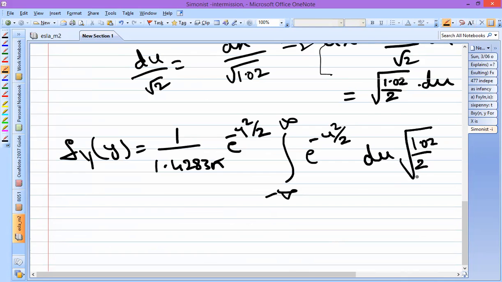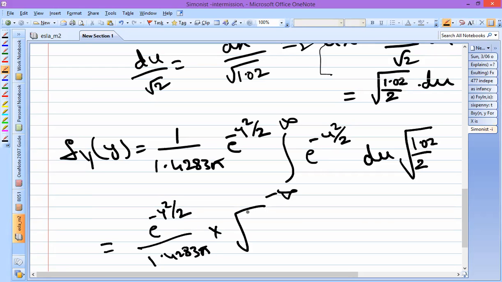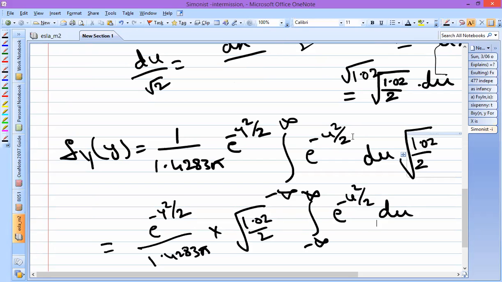So here square root of 1.02 by 2 is also constant, so you can take it outside. In the next step you can write that as e to the power minus y square by 2 divided by 1.4283 pi into square root of 1.02 by 2, and the integral from minus infinity to plus infinity of e to the power minus u square by 2, which has to be integrated with respect to du.